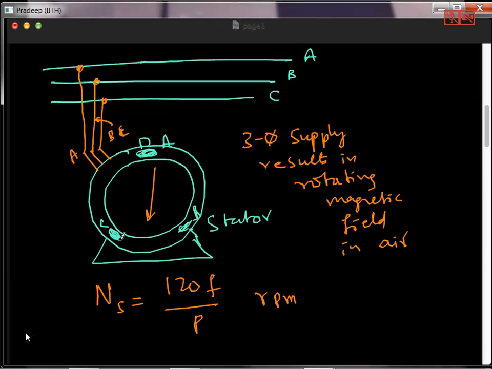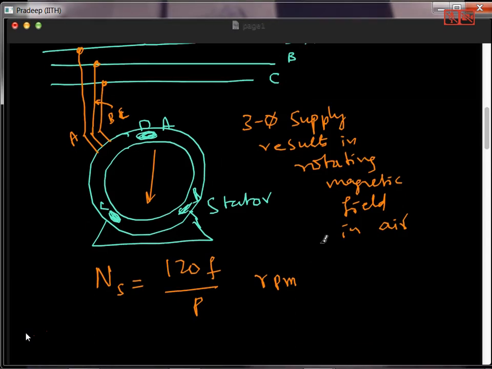The winding is wound in such a way that a particular number of poles is predefined. It could be a 4-pole winding, or sorry, not 3-pole, it's always an even number. It could be a 4-pole winding, a 6-pole winding, a 10-pole winding, or whatever even number of poles.